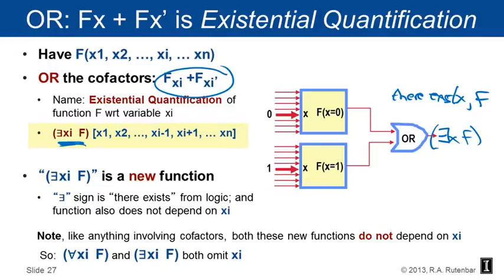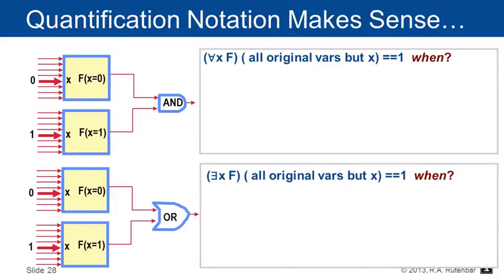And the backwards E sign, the there-exists sign, is also from logic. And like everything involving cofactors, both of these functions do not depend on the variable that we just got rid of, in this case the variable we quantified away. So for all x f and there exists x f both omit that variable. So these things look really strange, I've got to admit.